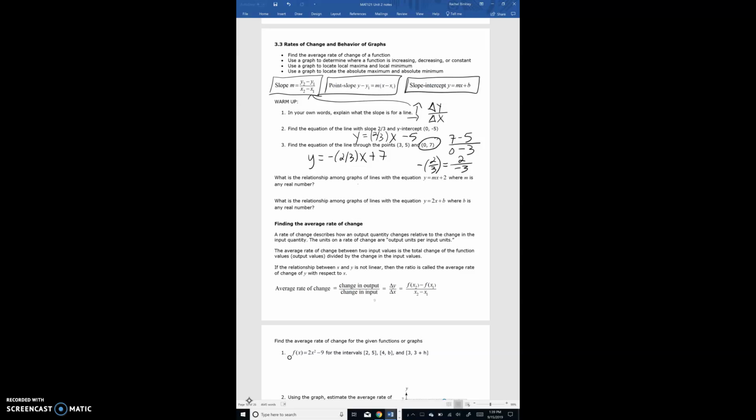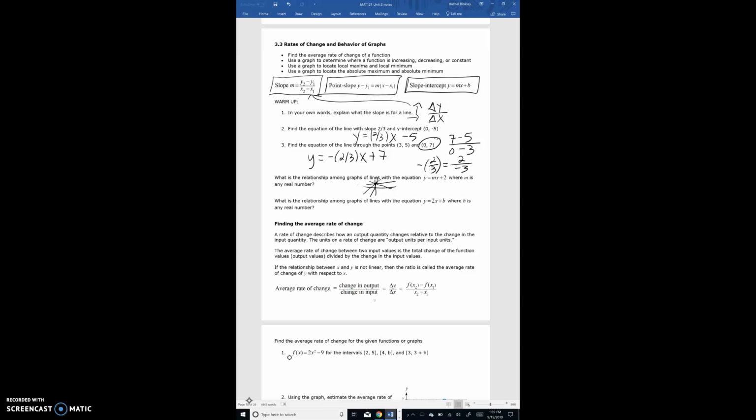What is the relationship among graphs of lines with the equation y equals mx plus 2, where m is any real number? Anything, that just means they're all going to start at the same point, right? They're all going to be straight lines, and they're all going to cross. We say starting value when we're talking about real world situations, but in this situation, it'd just be where they cross the y-intercept.